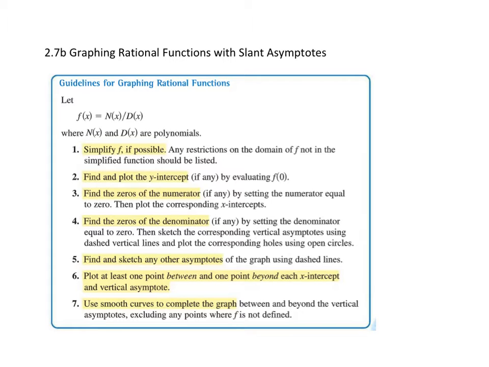Graphing a rational function with slant asymptotes, you're going to go through the same set of steps, except for when you find other asymptotes, we're looking at horizontal and slant. So let's do a couple examples for these differences.